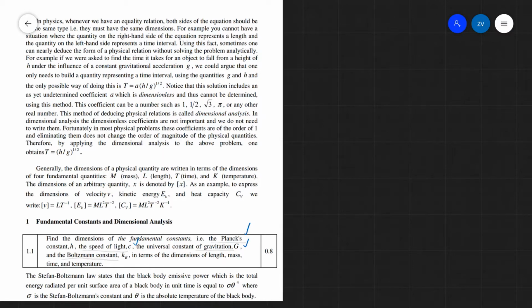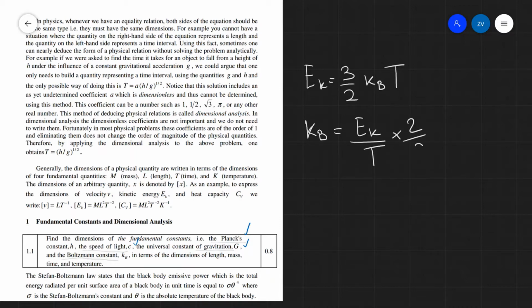And finally, we're going to have a look at the dimensions of Boltzmann's constant. For that, we're going to use the formula for the kinetic energy of a single particle in the kinetic theory of gases, which says that the kinetic energy, let's call that EK, is going to equal 3/2 times Boltzmann's constant times the temperature in Kelvin. What I'm going to do is just rearrange for Boltzmann's constant, which is going to equal the kinetic energy divided by the temperature times 2/3.